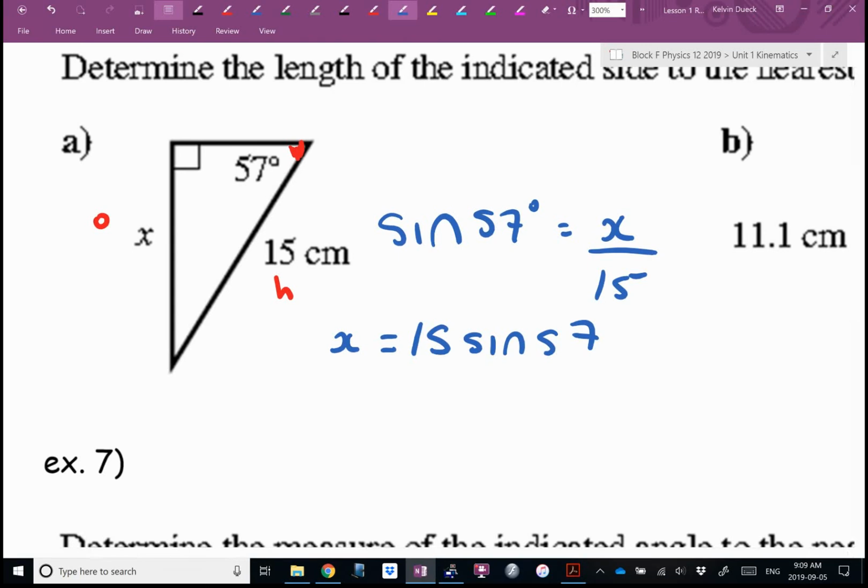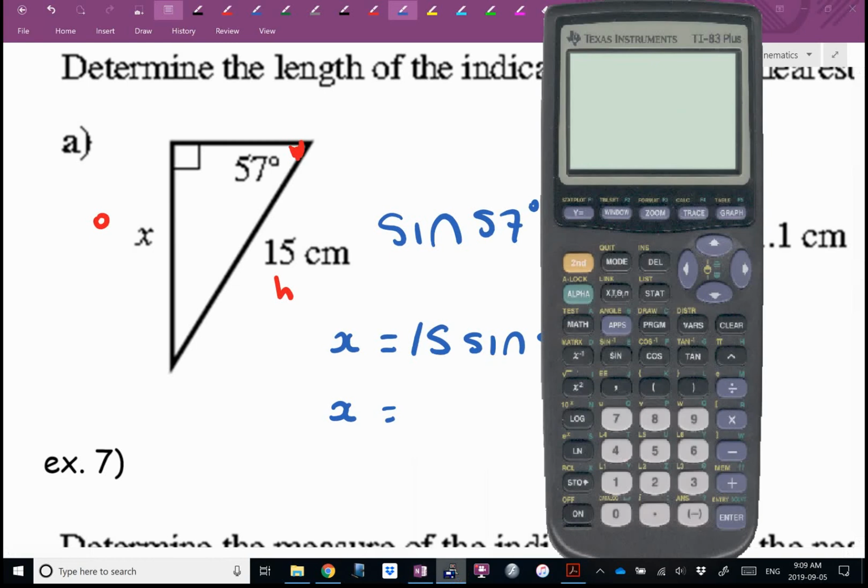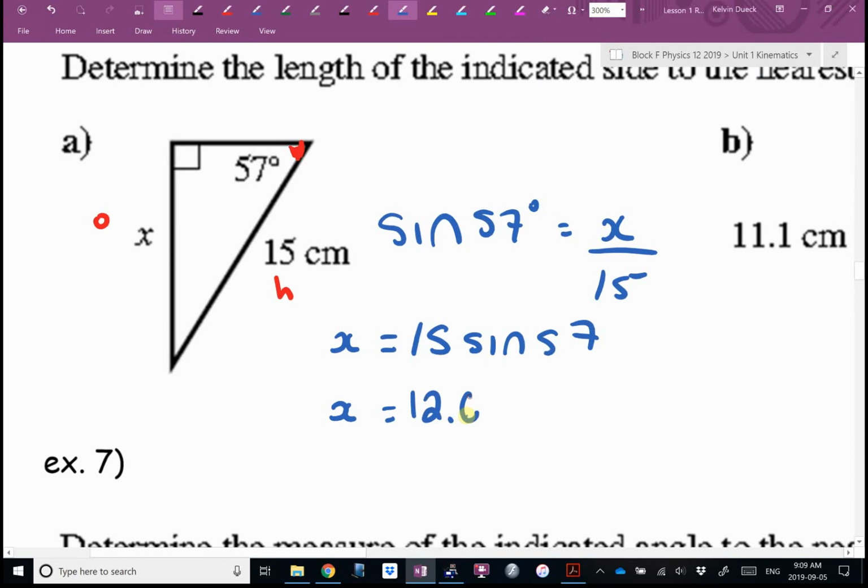So what's x? You get 12.5800585. Oh, wait a minute. What did it say in the instructions? How many decimal places? 1. So 12 point... Thank you for rounding off properly. Units, centimeters.